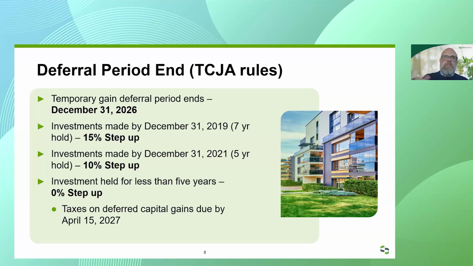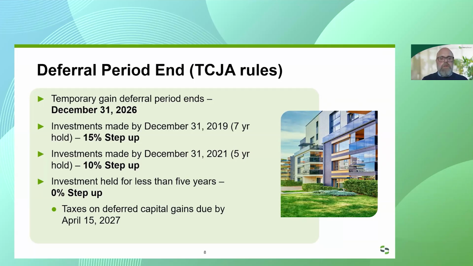If you made your qualifying investment into a qualified opportunity fund by December 31st, 2019, and held that investment for 7 years through the end of the temporary gain deferral period, December 31, 2026, you got a 10% basis step up if held for 5 years, and an additional 5% if you held for 7 years, for a total of a 15% basis step up with respect to your investment.